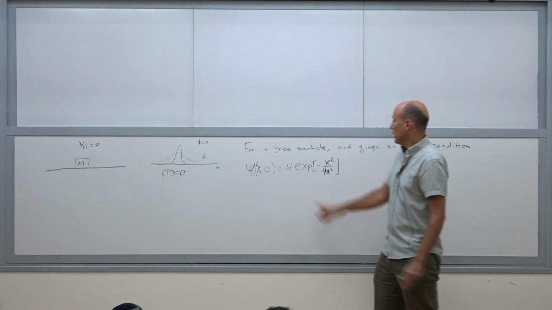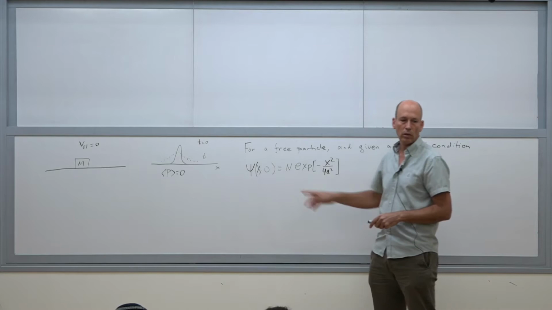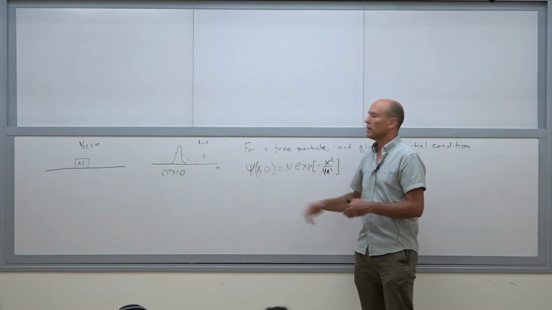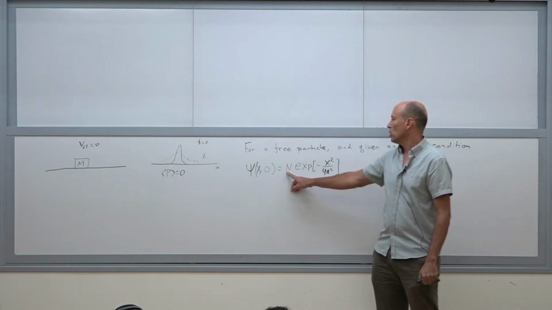In addition, I have here N. What is N? N is the normalization constant. N is not arbitrary. We will soon determine it because we have this probabilistic interpretation of quantum mechanics. So psi of x absolute value squared is a probability density. So N is not independent of A. Give me A, I'll give you N, because the whole wave function is normalized.